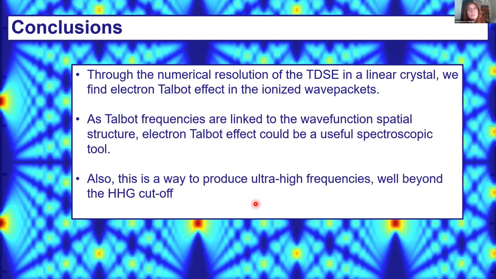Just to conclude, through the numerical resolution of the TDSE in a linear crystal, we find electron Talbot effect in the ionized wave packets. As Talbot frequencies are linked to the wave function spatial structure, electron Talbot effect could be a useful spectroscopic tool. Also, this is a way to produce ultra-high frequencies, well beyond the HHG cutoff.